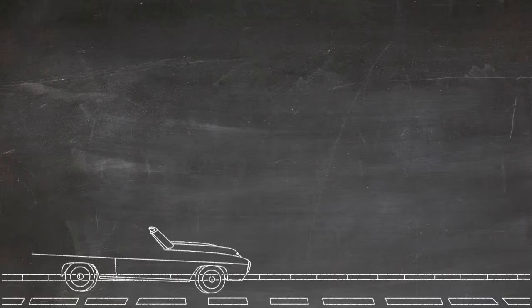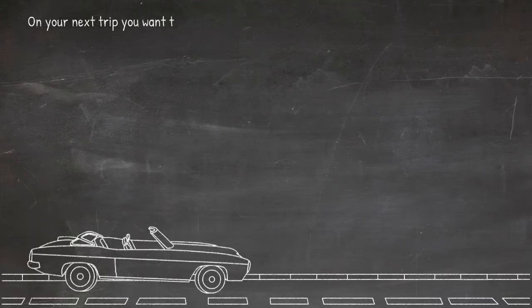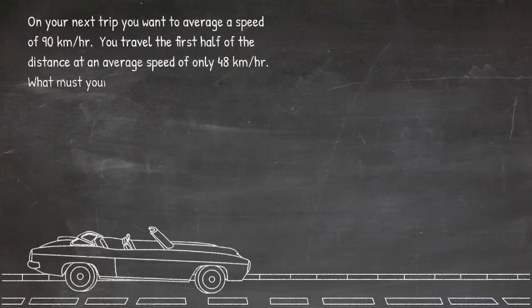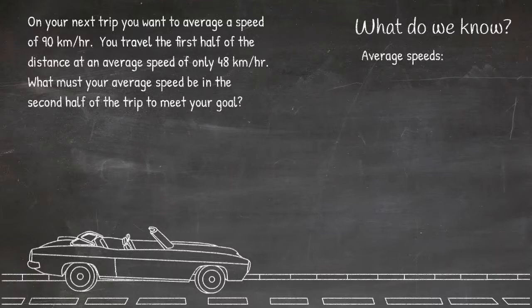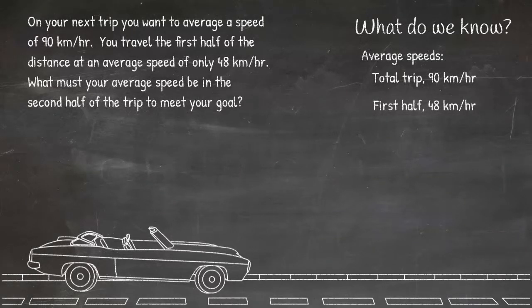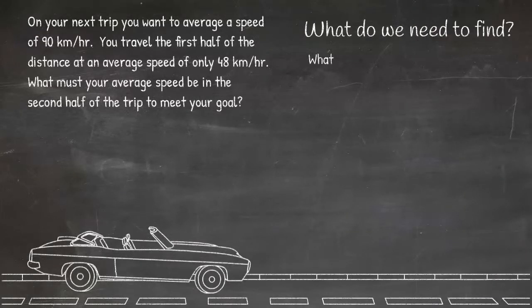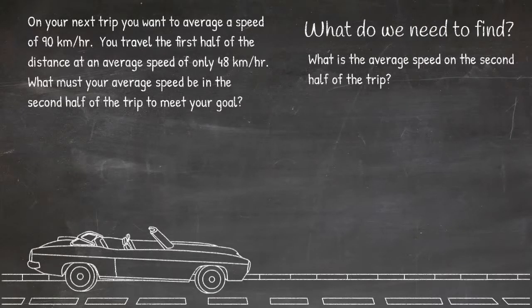How about a kinematics problem for this episode? I'll put the text on the screen if you want to join in on the fun. Just like last time, we're going to start with what do we know? We're going on a trip and we want our total average speed to be 90 kilometers per hour. But on the first half of the trip, we're only traveling at an average speed of 48 kilometers per hour. What we need to find is the average speed on the second half of the trip.